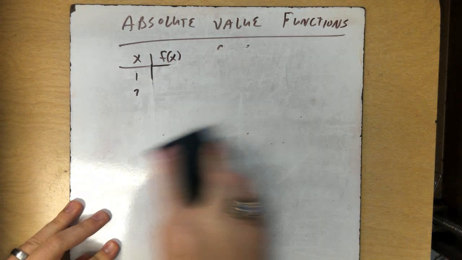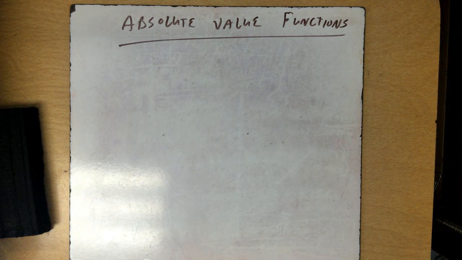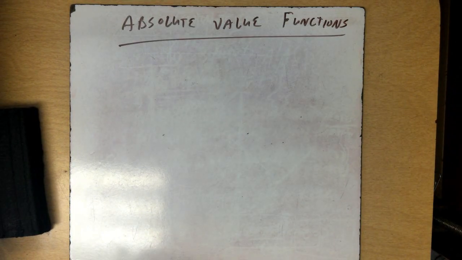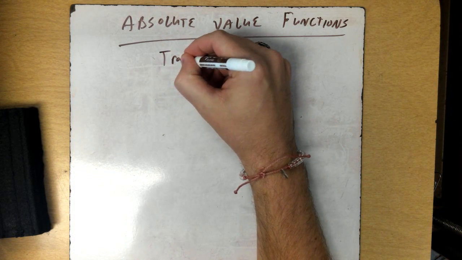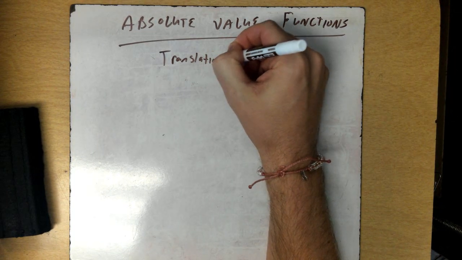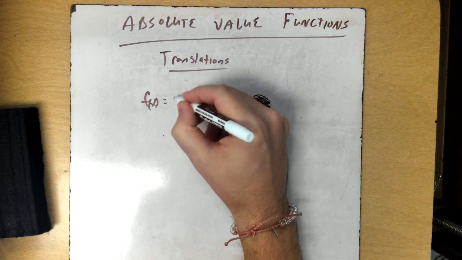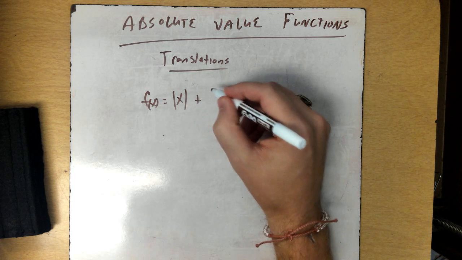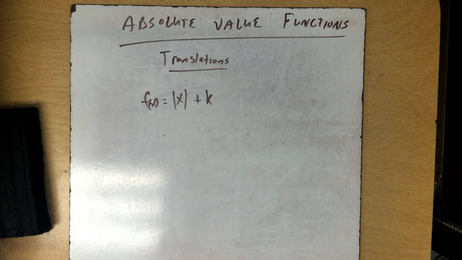Now the other part is transformations. This is the same thing, the same rules that we did in another video when we talked about transformations of linear functions. It's the same rules. I'm going to go through this fairly quickly, but I'll show you some examples. First we'll talk about translations again. So translations, you're going to see something like this: f of x equals the absolute value of x, plus k.